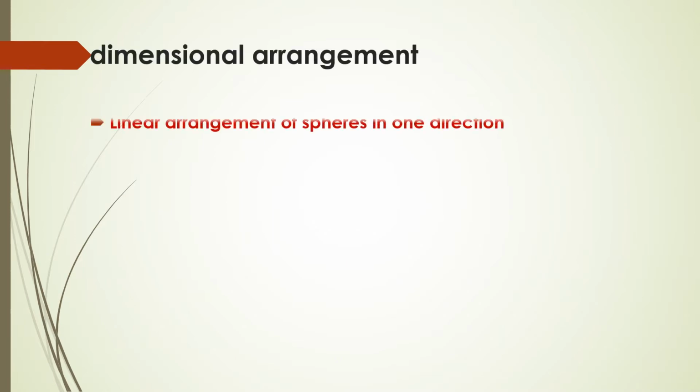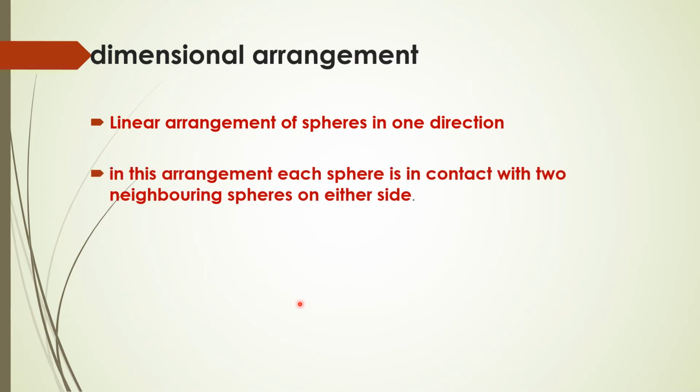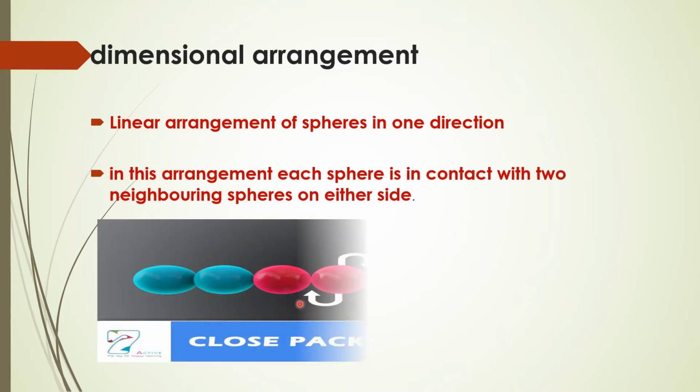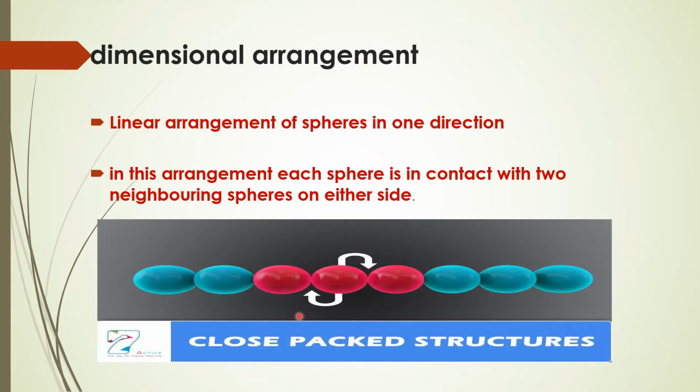In the one-dimensional arrangement, spheres are arranged linearly in one direction. In this arrangement, each sphere is in contact with two neighbor spheres, one on either side. Here there is only one type, one direction. This atom has one neighbor, then this one has another neighbor. The end atom contains only one neighbor, but this atom contains two neighbors, and this atom also contains two neighbors.